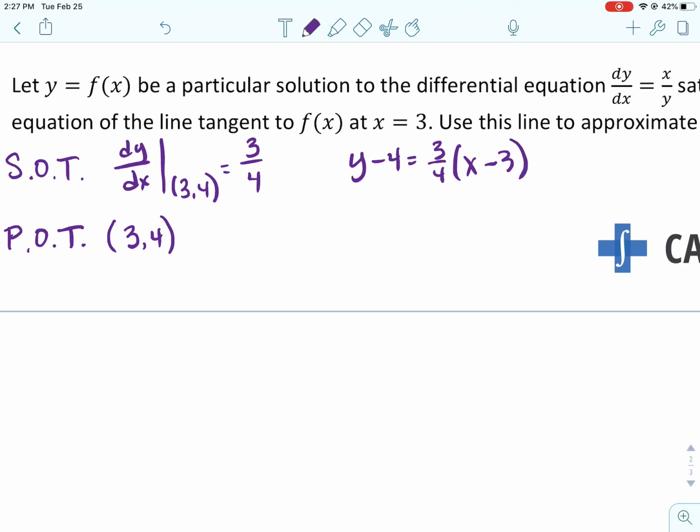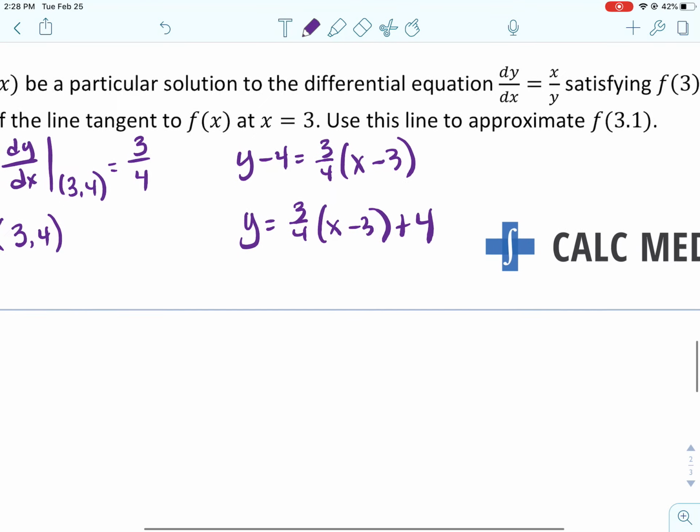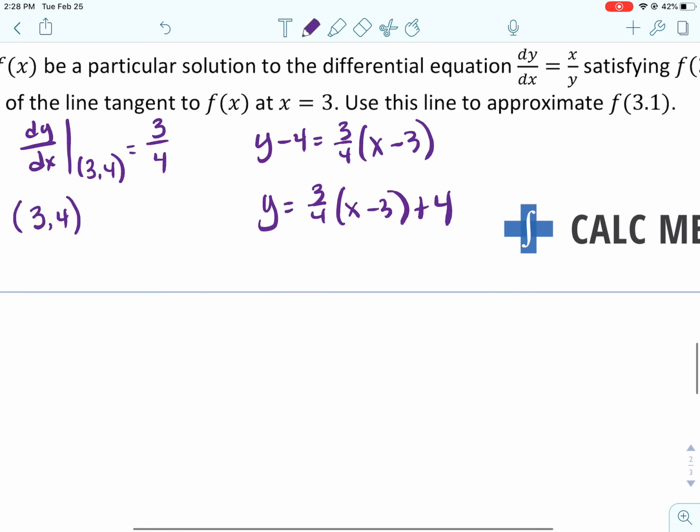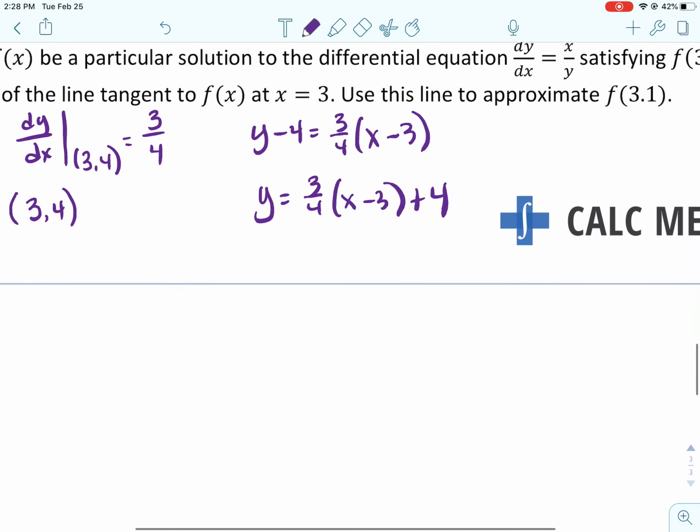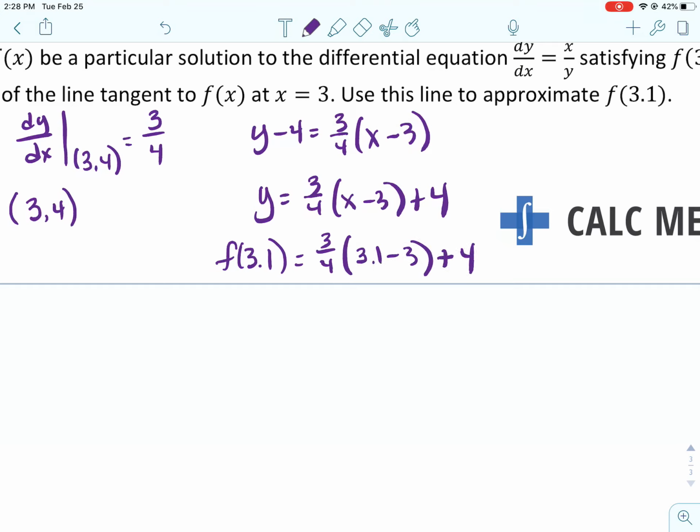Now, I'm not going to multiply it out just because it's going to make it easier for us if we don't. Now, we might want to just move that 4 over. Okay. All right, so the last part is we're going to use this line to approximate the value of f of 3.1. So I'm going to take my tangent line approximation, and I'm just going to plug in 3.1 for x.